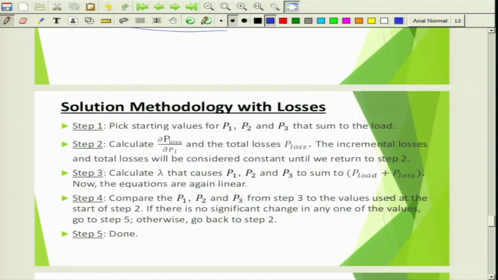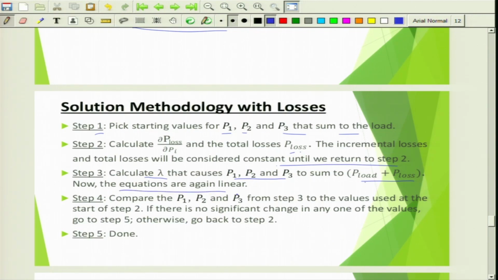So what is the solution methodology? Step number 1, pick starting values for each generator that sum to the load, then calculate the incremental loss for each generator and the total loss also, which is P loss. The incremental losses and total losses will be considered constant until we return to step 2. First assume the total generation is equal to load, then obtain the incremental loss and total loss, and then calculate the lambda that causes total generation to be equal to the constraint, load plus losses.